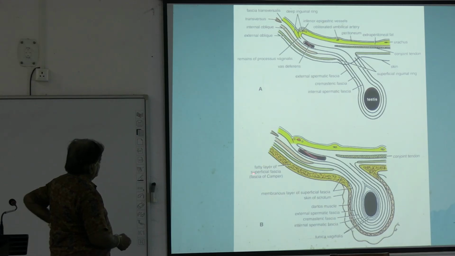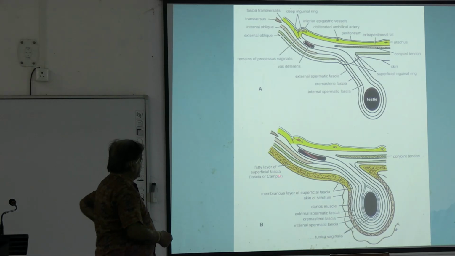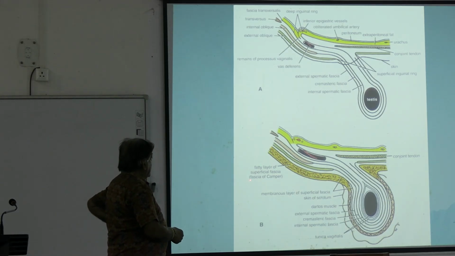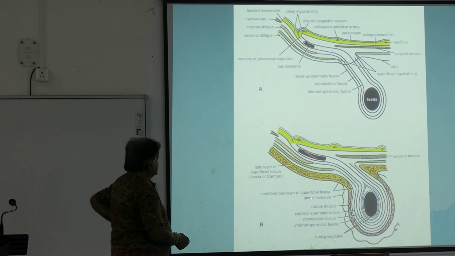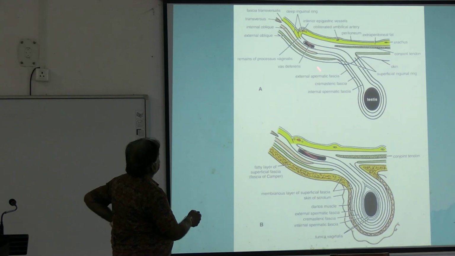Now, this is the fatty layer, superficial fascia, fascia of Camper. Then the membranous layer of the fascia, and skin of scrotum, dartos muscle, external spermatic fascia, cremasteric fascia, internal spermatic fascia, tunica vaginalis testis. Now it might be an MCQ question or just a short note, 2 marks. Now this is the conjoint tendon. You can see the similar picture here, the vast difference: the external spermatic fascia, cremasteric fascia, internal spermatic fascia.